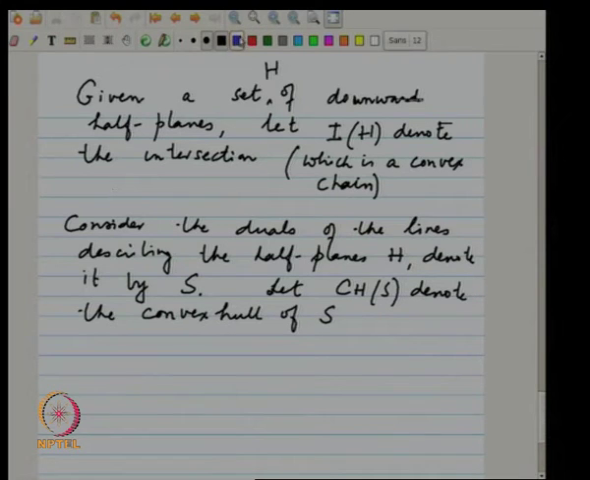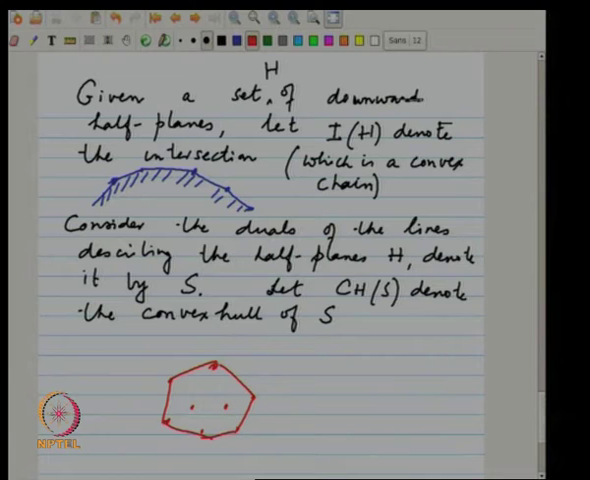So, just to draw the distinction, here we have, okay, this is my downward intersection of downward half planes, right. Now, I am talking about convex hulls of points which are the duals of those lines describing the half planes, and here is my convex hull of the duals of those lines. Right. So, what relation does this blue structure have to the red structure? Well, it does not look much. The blue structure looks about half that of the red structure. Okay. In fact, it is half that of the red structure.